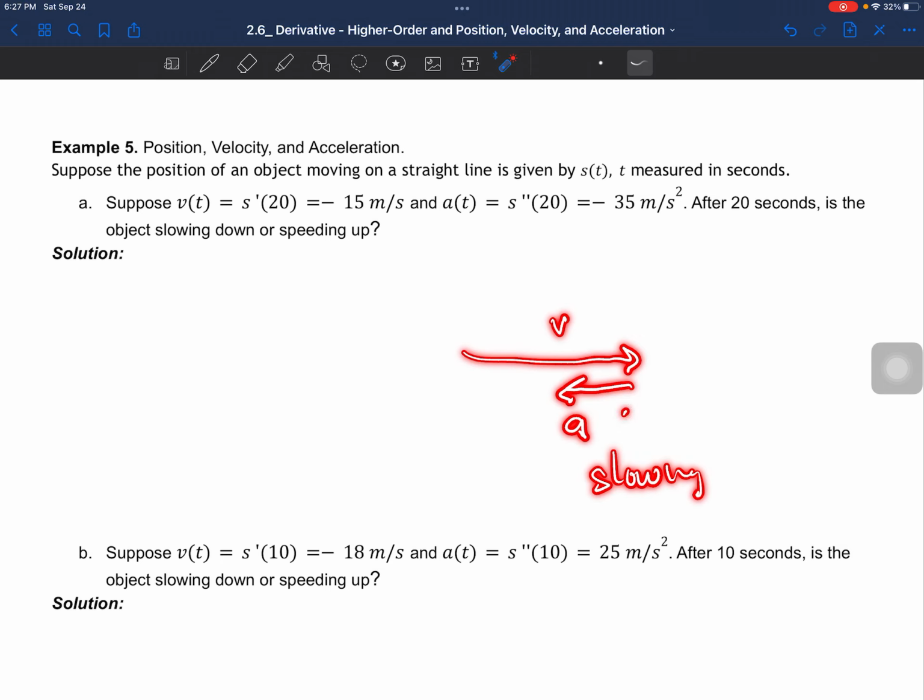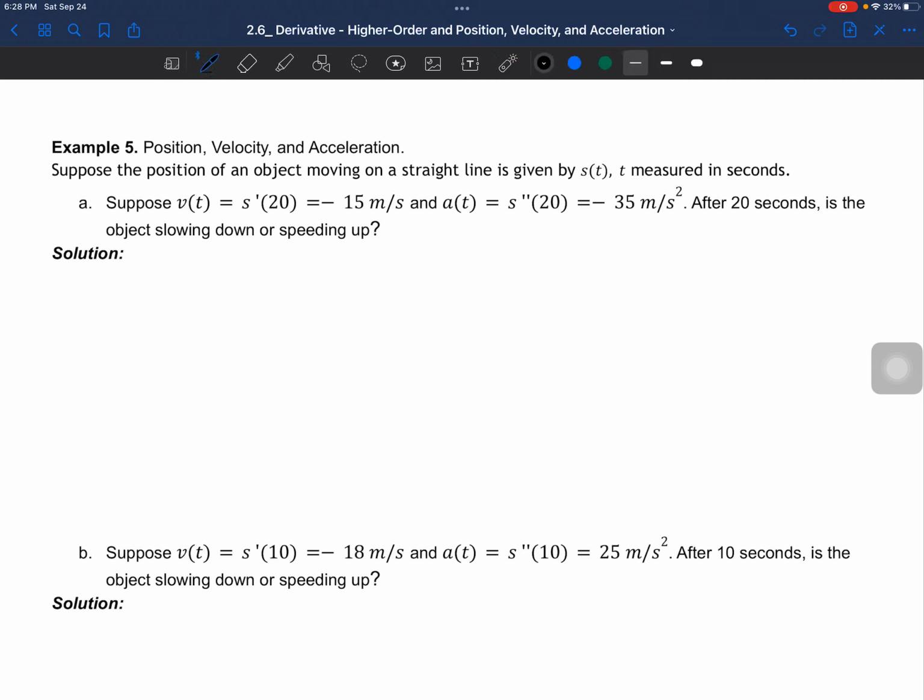Because now the rate of change of the velocity is not consistent with the velocity. It's moving in the opposite direction, so it's making it go slower. So here in this example, we have velocity is negative and acceleration is negative, so they're both going in the same direction, right? They're both going in the negative direction. In this case, it's going to be speeding up because they're both consistent, right? They're both the same. So in this case, the object is speeding up.